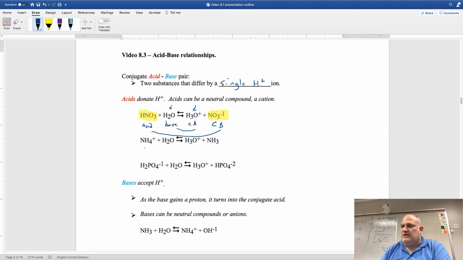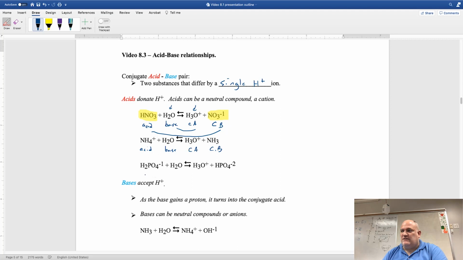Let's keep on going here. If we take a look at this, this is NH4 plus and we have H2O. Again, this is going to be the acid. And we look on the other side and ask, what is only one hydrogen different? That would be the NH3, so that would be the conjugate base. And then here, this is going to be the base, because whatever is picking up the hydrogen that the NH4 plus is giving is acting as a base. And over on this side, it becomes a conjugate acid.